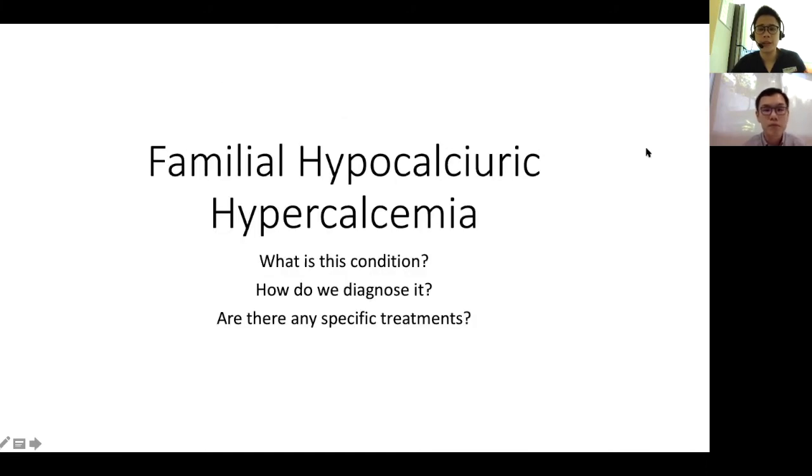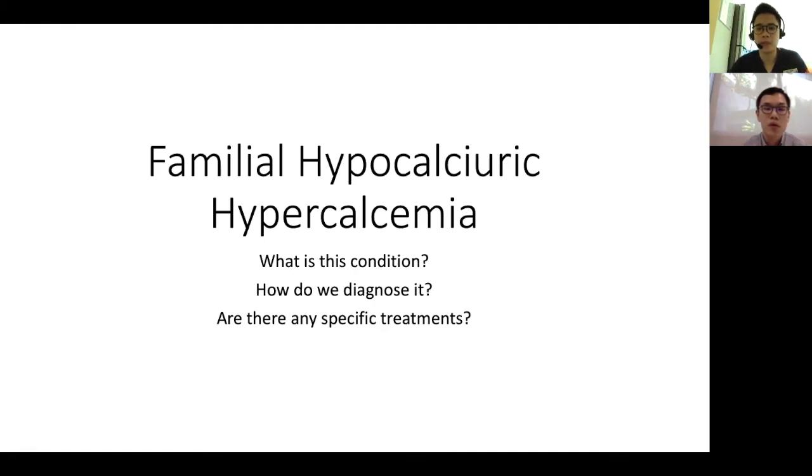Okay, maybe we can just have a short discussion about familial hypocalciuric hypercalcemia. So perhaps you could take us through what this condition is. I think you've talked about roughly how to diagnose it, but beyond the urinary studies, is there anything else we should be doing? And do we have any specific treatments for this condition?